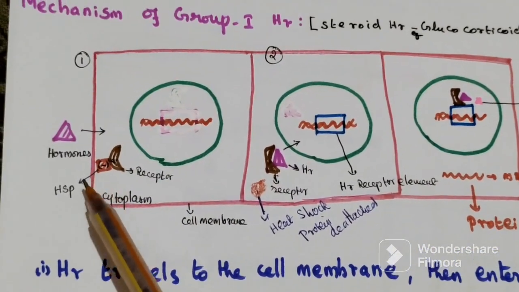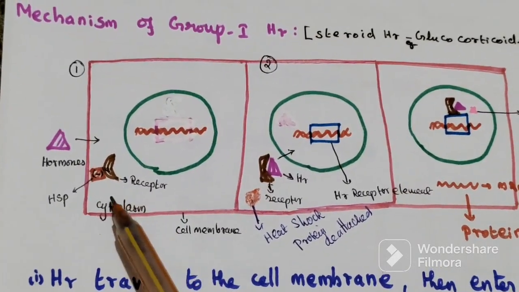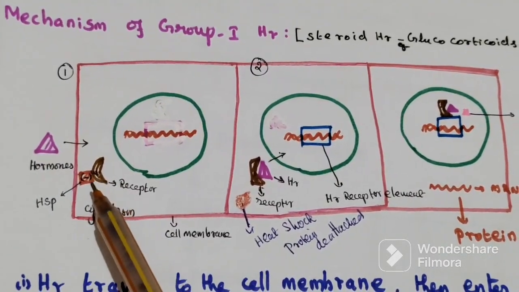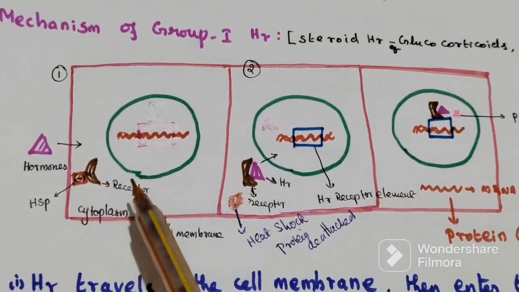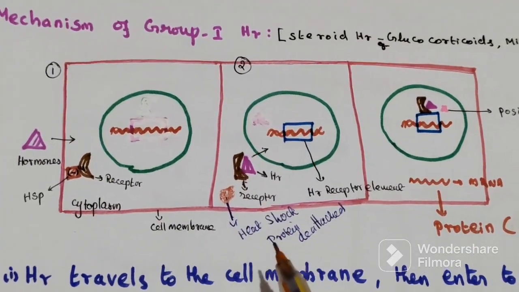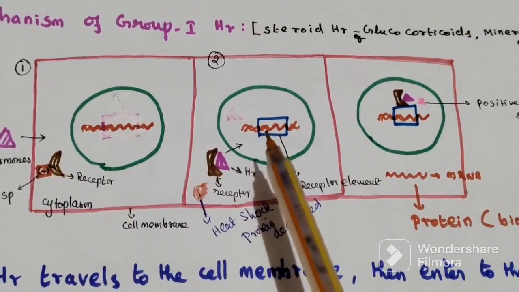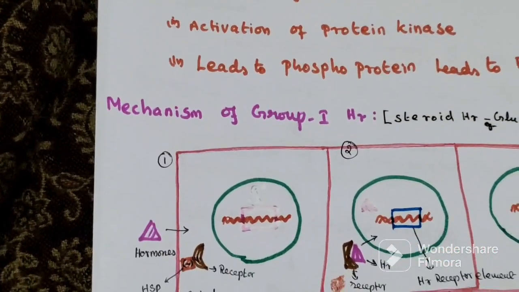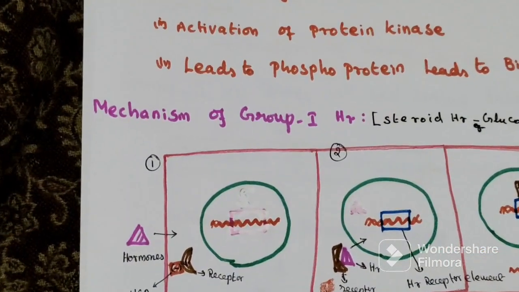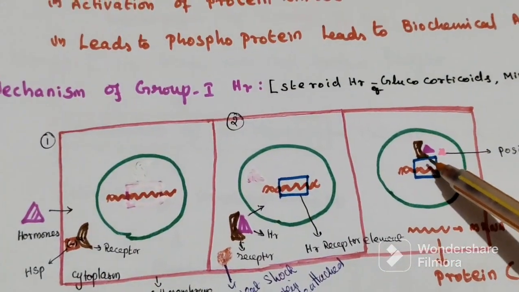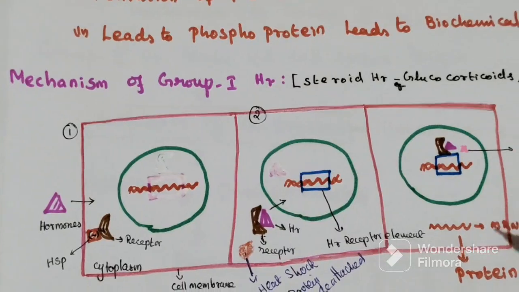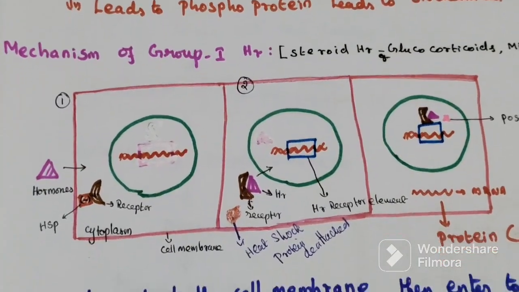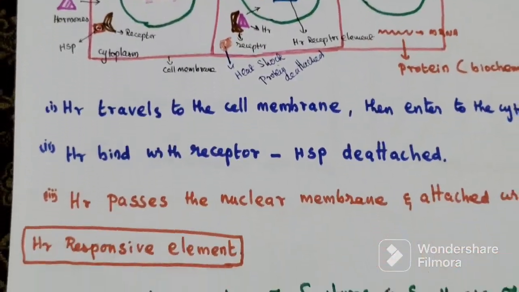So the hormone will enter the cell membrane. In the cytoplasm, the receptor is present. That receptor is attached with the heat shock protein. Then there is detachment of the heat shock protein. Then this hormone will enter the nucleus, where the hormone responsive element is present. After binding with the hormone, it will activate a number of factors, then synthesis of mRNA. From this mRNA, it will synthesize protein molecules, which show various biochemical responses.